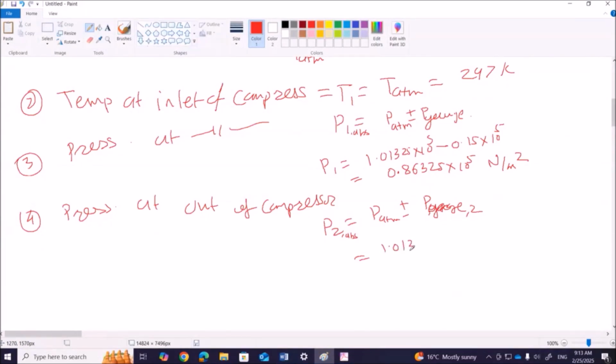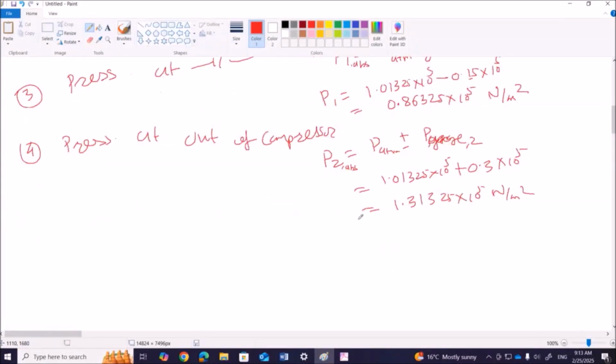So it is 1.01325 into 10 to the power 5 plus the double of this, 0.3 into 10 to the power 5. So here you will get 1.31325 into 10 to the power 5 Newton per meter square. So pressure at outlet of compressor.